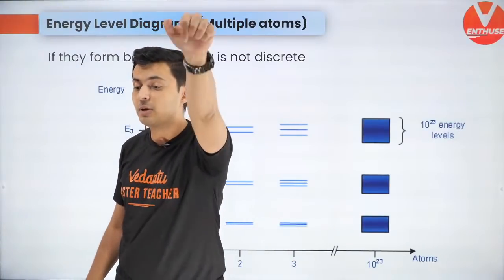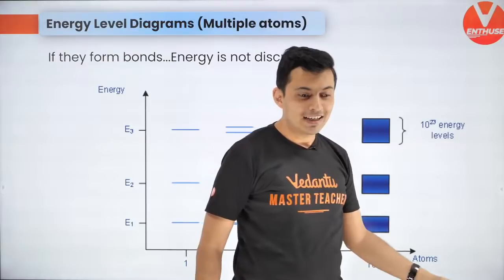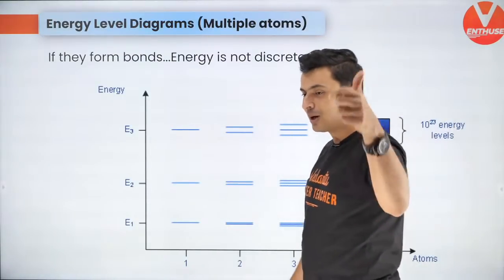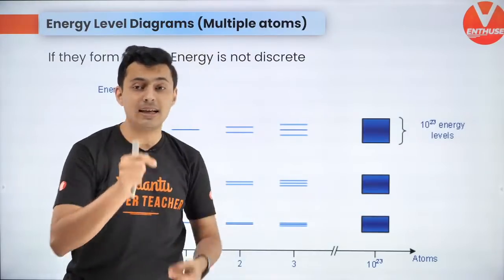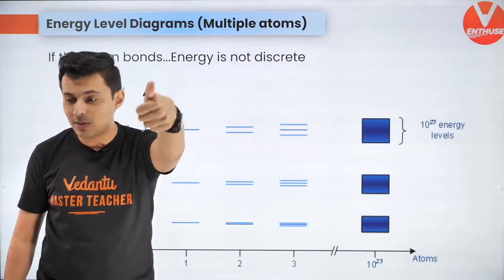Come on, minions. Let me know in the chat box. Let me see if you are alive or dead, or are you a zombie? Come on. If there are n atoms interacting with each other, then each orbital will have how many lines?